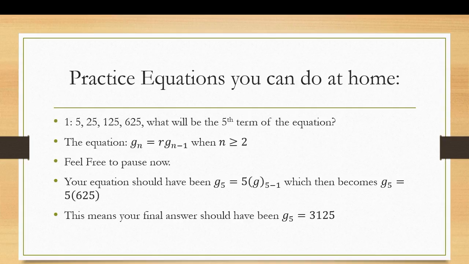We're back, and the equation you should have had was g sub 5 equals 5 g sub 5 minus 1, which then becomes g sub 5 equals 5 times 625, because 625 was the fourth term. The 5 minus 1 equals 4. So this means your final answer should have been g sub 5 equals 3125.